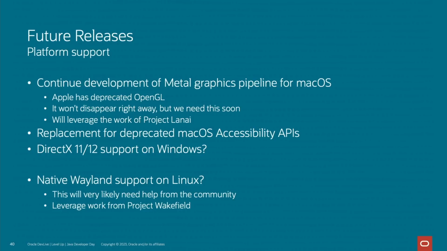Java 2D already delivered a Metal pipeline for the JDK. We're working on it for FX actively. And we're going to leverage Project Lanai's work, which is the one that gave Metal to Java 2D. We're also looking at replacing the deprecated macOS accessibility APIs, and perhaps looking at things like DirectX 11 or 12 support. For similar reasons, although Microsoft is usually a little more careful about backward compatibility than Apple is. And then at some point, we'll look into Wayland, although that's likely going to lag a bit.